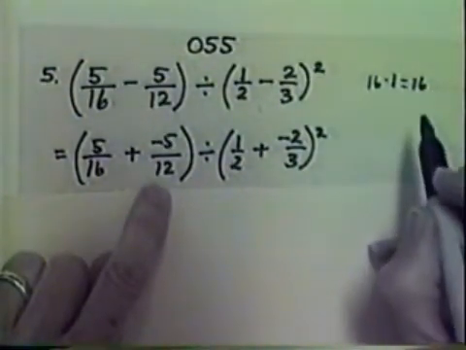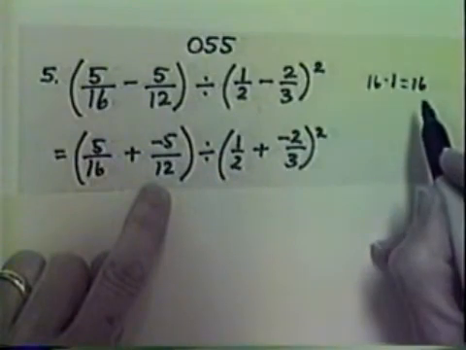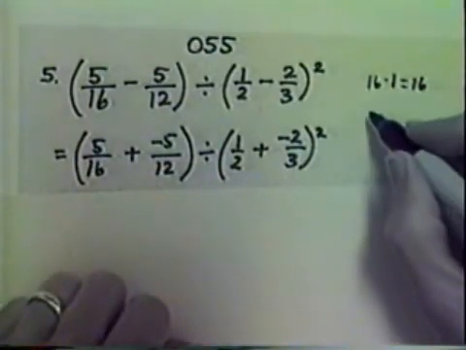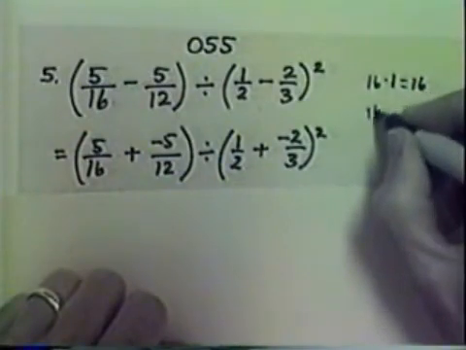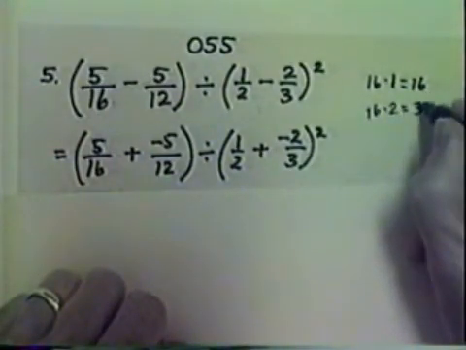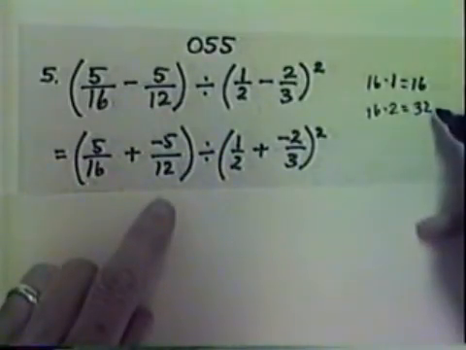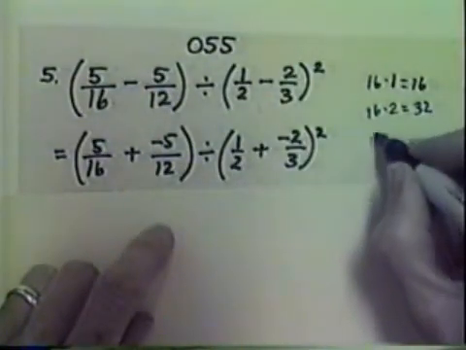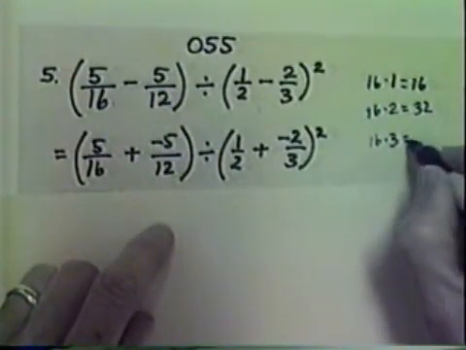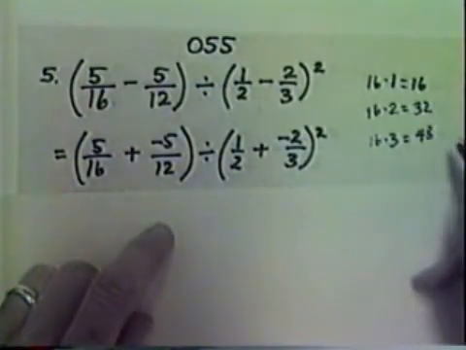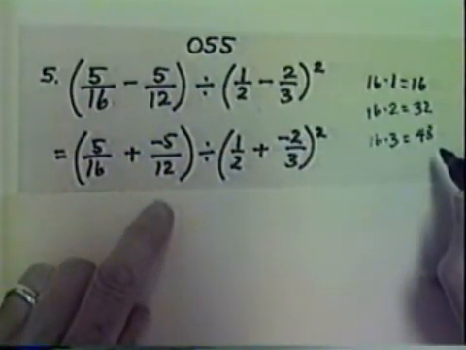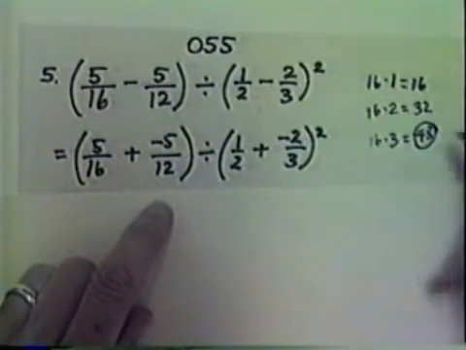Will 12 divide 16 without a remainder? No, therefore 16 won't do the job. Let's keep going. 16 times 2 is 32. Will 12 divide 32 without a remainder? No, so let's keep going. 16 times 3 is 48. Will 12 divide 48 without a remainder? Yes, it will. 12 divides 48, giving us 4. Therefore, 48 is the least common denominator for 16 and 12.